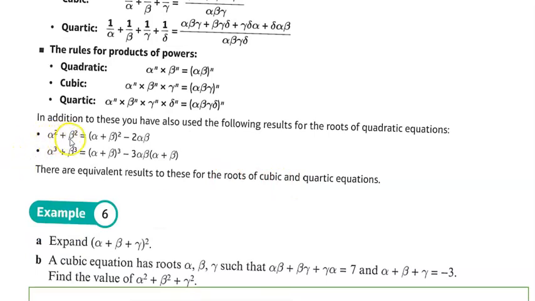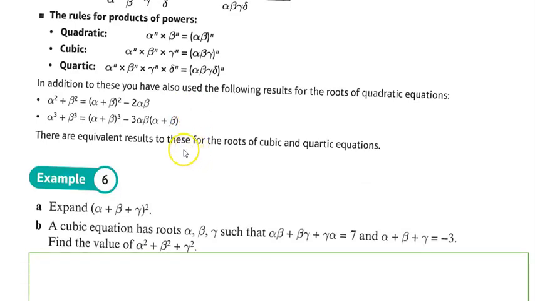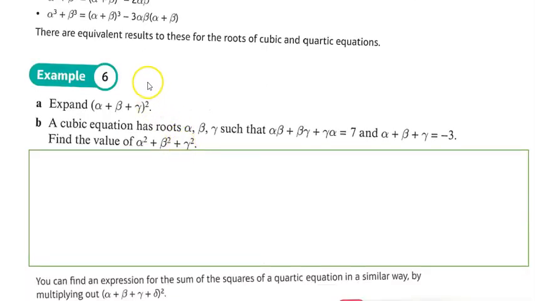Alpha squared plus beta squared is equal to alpha plus beta all squared minus 2 alpha beta. In the same sort of way, alpha cubed plus beta cubed is equal to alpha plus beta cubed minus 3 alpha beta times alpha plus beta. So it's nearly worth your while learning those wee results, those wee identities, as they will come in useful. Okay, we're going to look now at an example and see what we can do for this one.